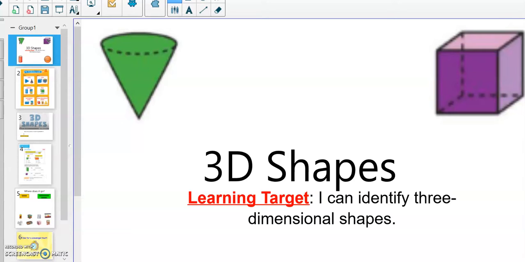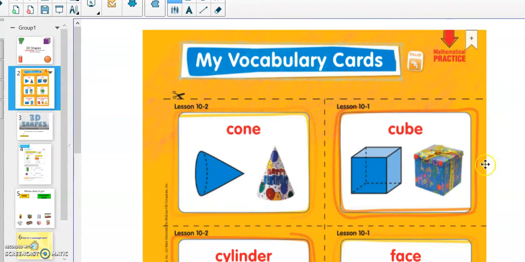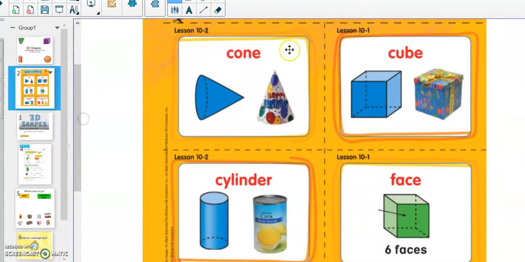So today we're going to be talking about 3D shapes. And our learning target says, I can identify three-dimensional shapes. And we're going to take a look and see what 3D shapes are right here. So some of my 3D shapes that we're going to be learning about today are going to be a cone.